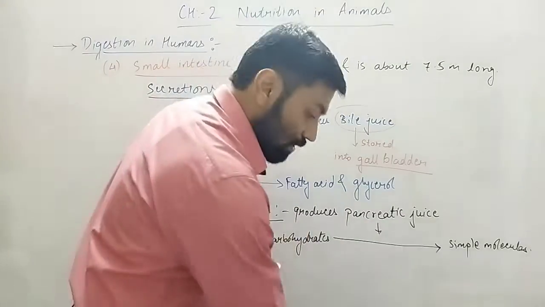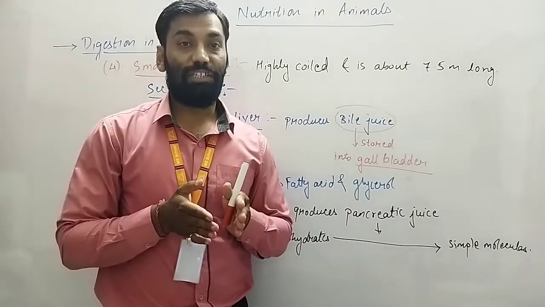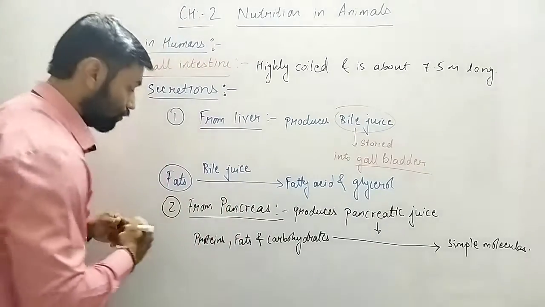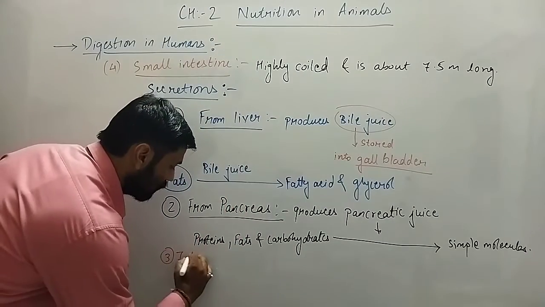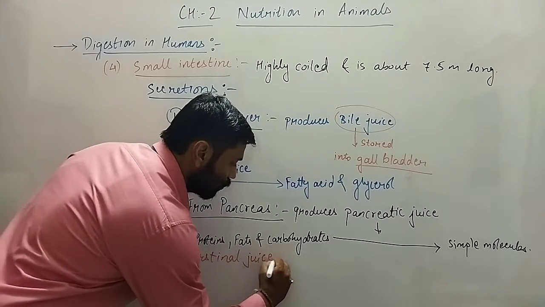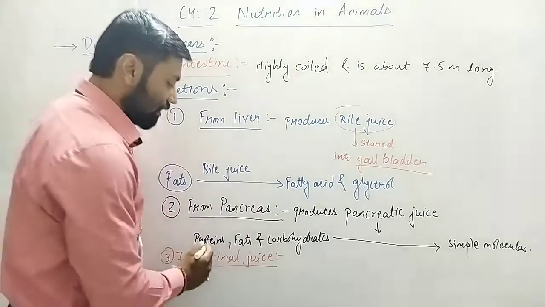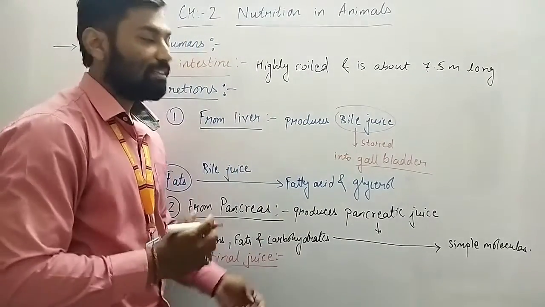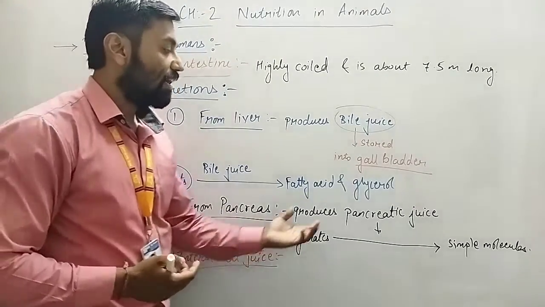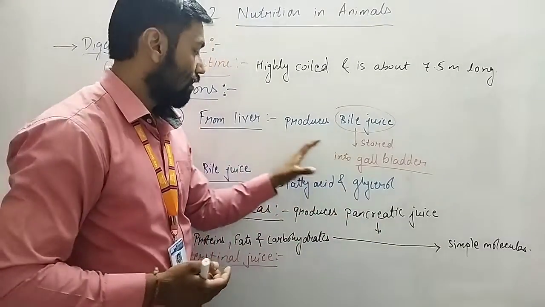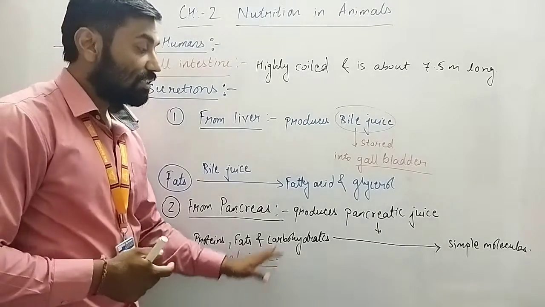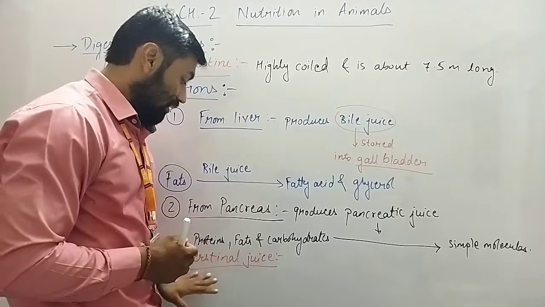Along with that, the inner lining of the small intestine also secretes intestinal juice. The third one is intestinal juice, right? What does it do? The same thing, it digests protein, fats and carbohydrates completely. Some of the molecules are digested by pancreatic juice and bile juice, and the rest, that is partially digested food, is completely digested by intestinal juice.